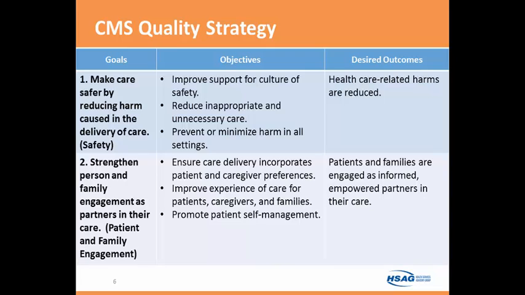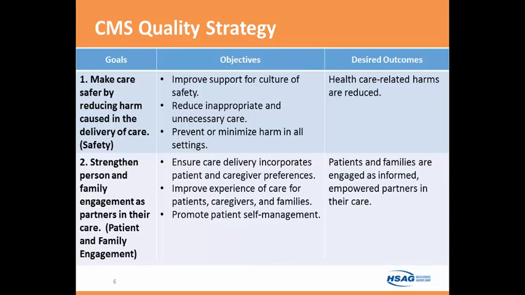Although the previous slide introduced the 6 goals of the CMS Quality Strategy, let's take a look at each one in more detail as these guide every step of the measure development process. The first goal is to make care safer by reducing harm in the delivery of care, sometimes shortened and referred to as safety. The objectives of this goal are to improve support for a culture of safety, reduce inappropriate and unnecessary care, prevent or minimize harm in all settings. The associated outcome is to reduce healthcare-related harms.